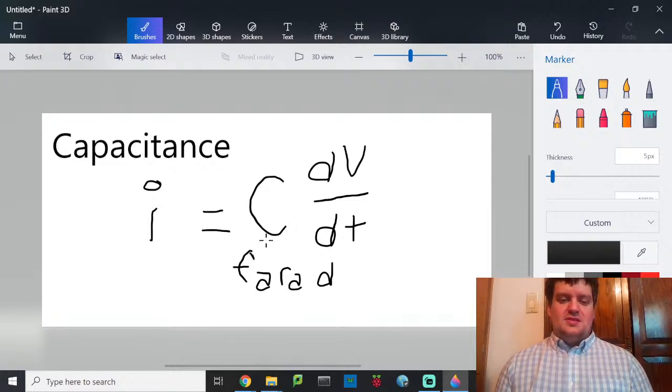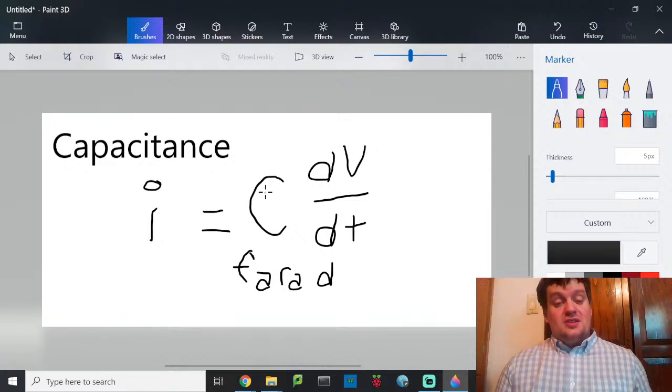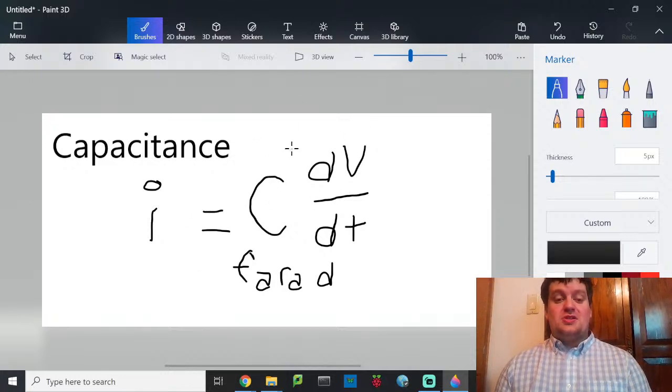So C is given in farads. This is in volts and this is in amps. So that's just the general nature here. One of the issues that comes up with using this equation is that this equation is infinitely more complex than V equals IR. Here you can have zero voltage and you can have a current. On the flip end, you can have a positive constant voltage and have no current at all. So you can have a voltage and no current, you can have a current and no voltage.